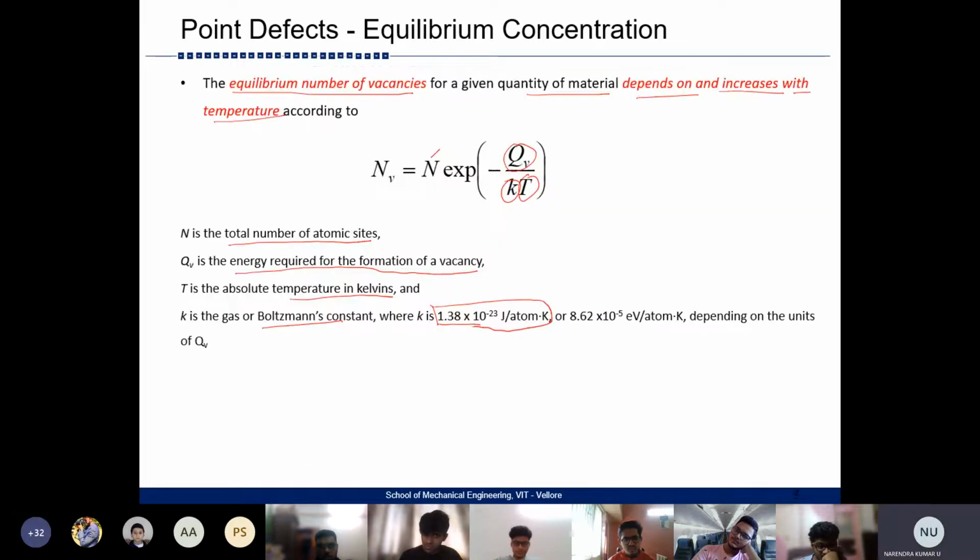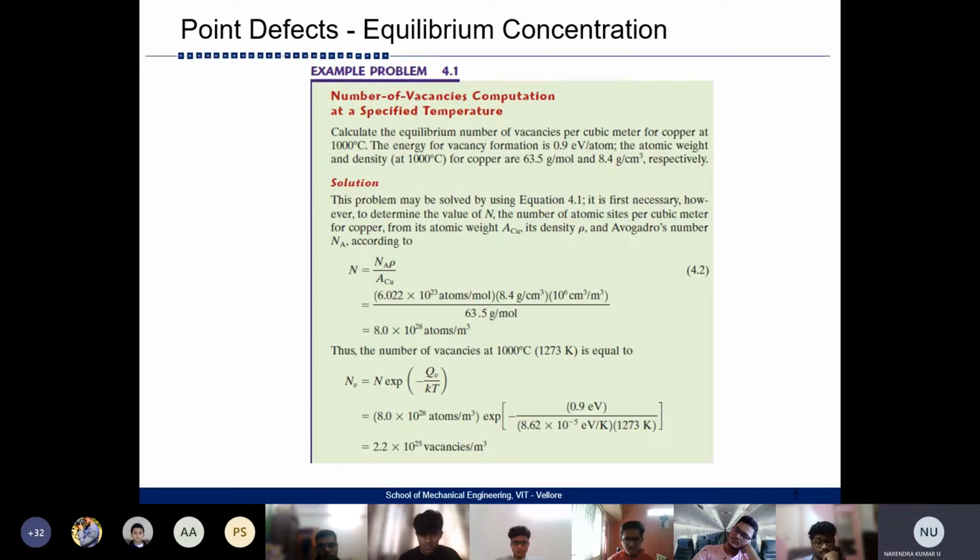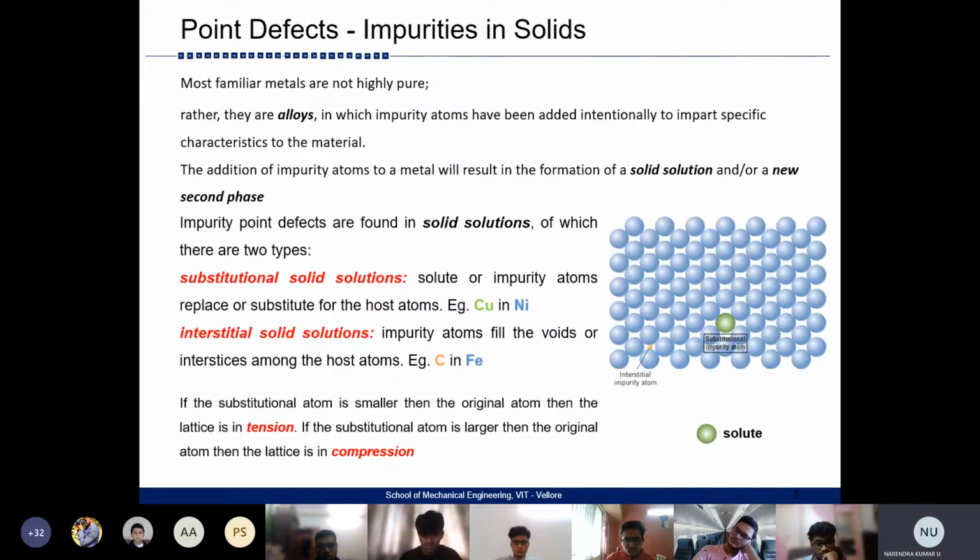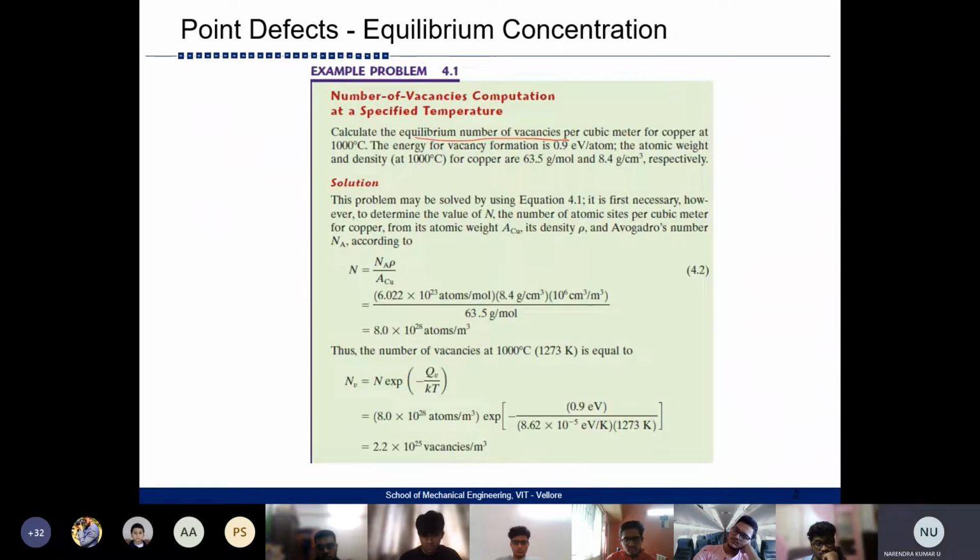So based on this formula, we will see one problem now. We need to calculate the equilibrium number of vacancies. Do you want me to solve the problem, or do we go directly with theory? Can we solve one, sir, for practice? Okay. So, calculating the equilibrium number of vacancies per cubic meter for copper at 1000 degrees Celsius.